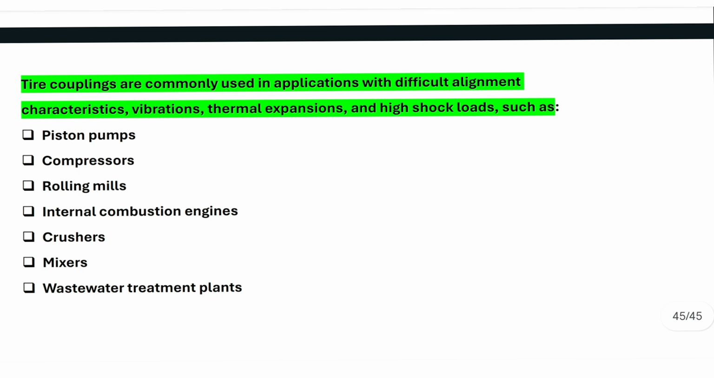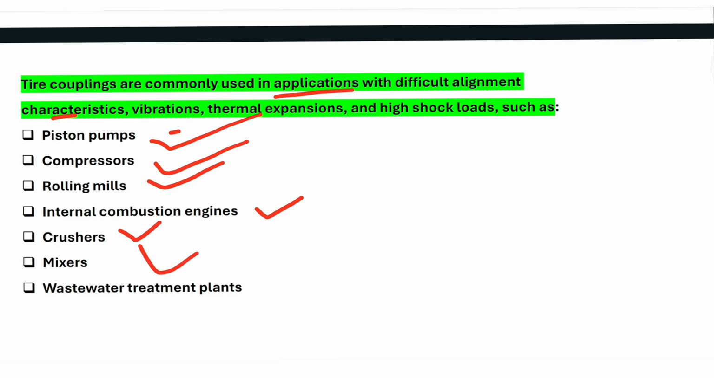Okay, tire couplings are commonly used in applications with difficult alignment characteristics, vibration, thermal expansion and high shock load such as piston pumps, compressors, rolling mills, internal combustion engines, crushers, mixers and wastewater treatment plants.